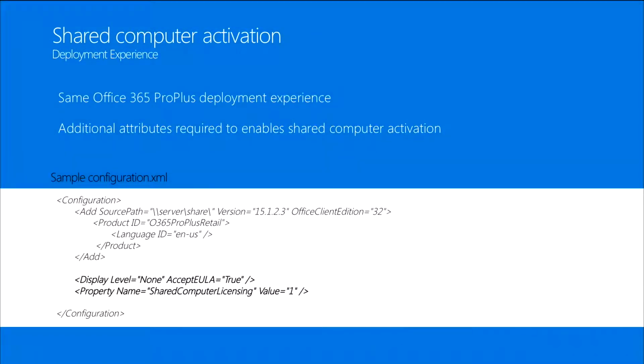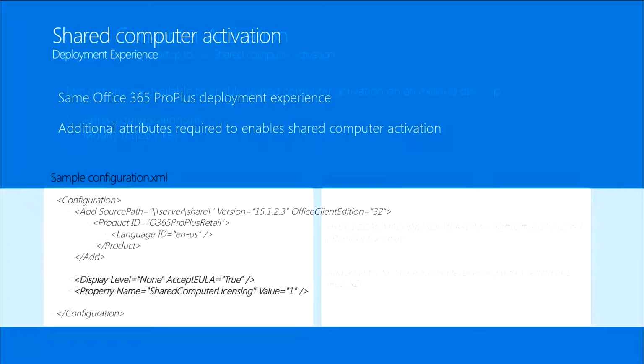Okay, so how is this accomplished then? Well, this is called shared computer configuration. And essentially, it's composed of two things. First of all, we do an automatic acceptance of the license. So you can see here, accept EULA true. But the key one here, certainly for the exams anyway, is the property name shared computer licensing with a value of 1. So obviously if the value is 0, you switch it off. But in this case, the value is 1.